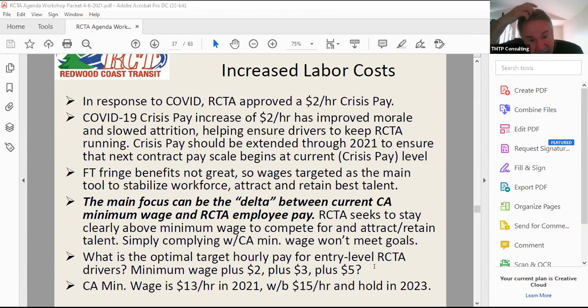Right now, it's all over the map, but it's probably closer to the minimum plus two or three, thanks to the crisis pay, which we want to continue. But going in the future, what's the right level? That's what we want you guys to think about. Minimum wage is at $13 an hour still here in 2021. It's going to increase $1 an hour next year and then up to 15 in 2023. Then at that point, it probably holds unless there's additional legislative action and intervention.